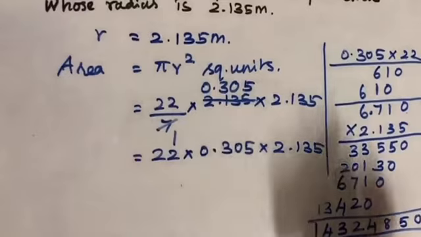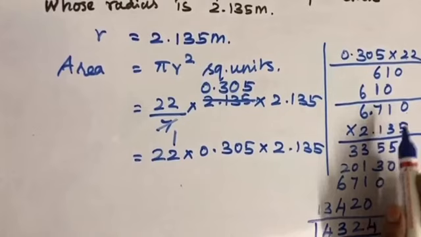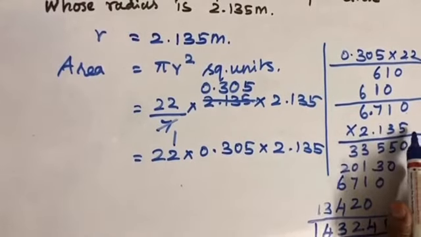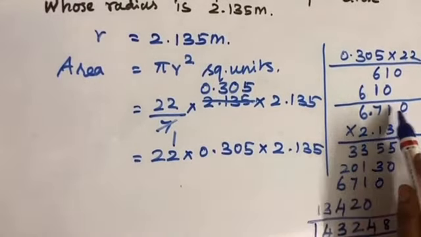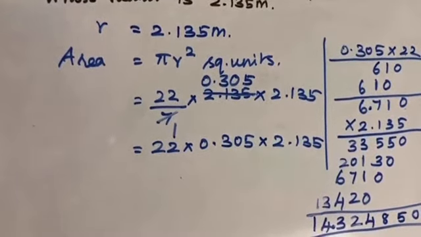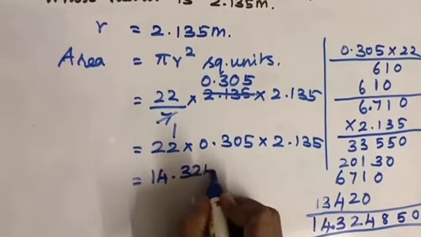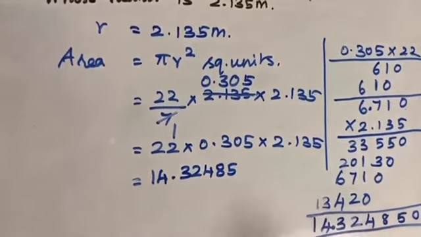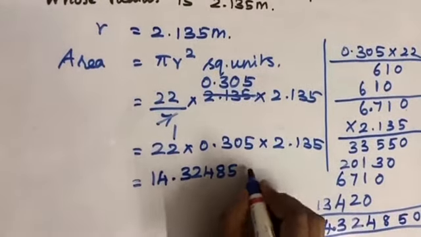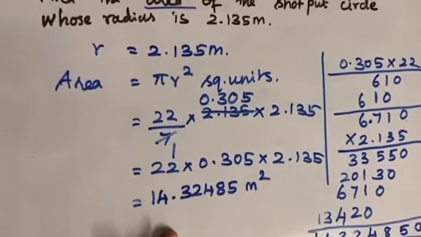Okay. So now here after this point we have 3 decimal places. Similarly after this point we have 3 decimal places. So while multiplying you are having 6 decimal places after the point. So 1, 2, 3, 4, 5, 6. 6 places before, we have to put the point. Okay, the decimal point. That is equal to 14.32485. You can ignore the last 0. 5 meter square. And it is the area of the shot put circle.